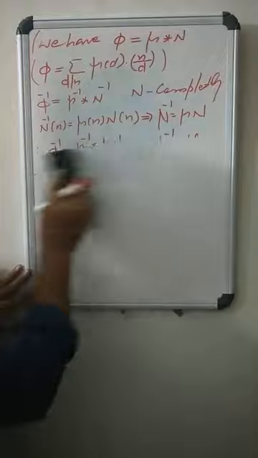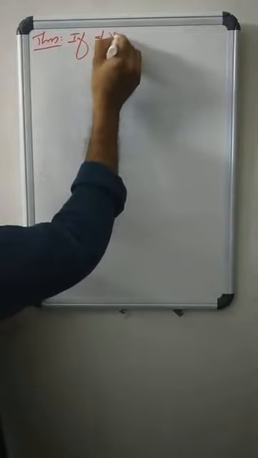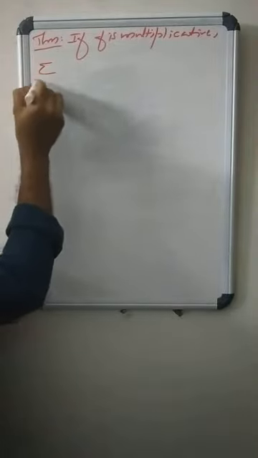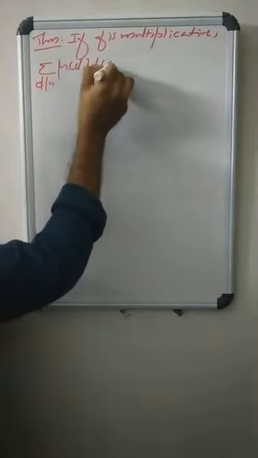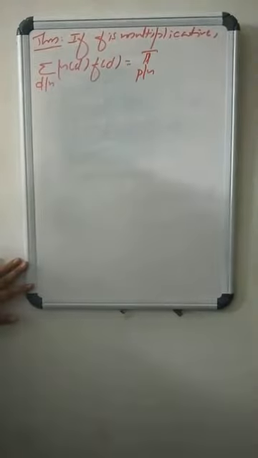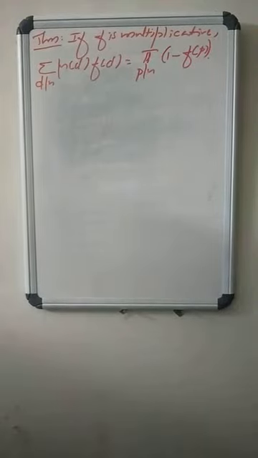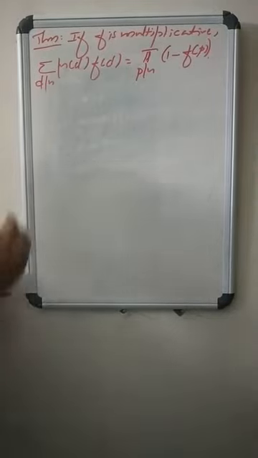Now let us consider another theorem. If f is multiplicative, then the sum over d dividing n of mu of d into f of d equals the product over primes p dividing n of 1 minus f of p. The theorem is important. So how is its proof?